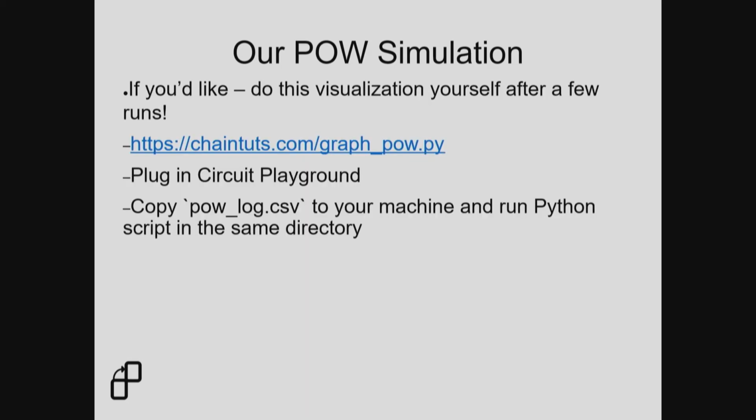So if you'd like to do this visualization yourself after you run your simulation a couple times, you can download this file, chaintuts.com/graph_pow.py. And if you plug the Circuit Playground into your laptop, you'll get a file system, and you can drag off the powlog.csv and run this Python script. So it'll actually generate a chart for you based on the unique data that you give it.